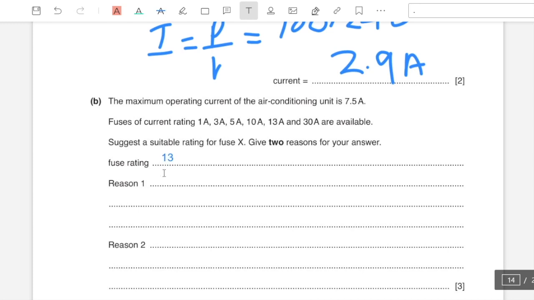Reason 1 is that lower rating fuses would melt.